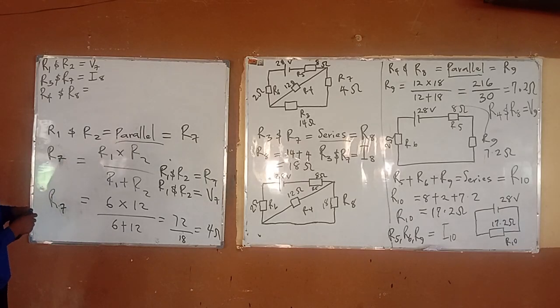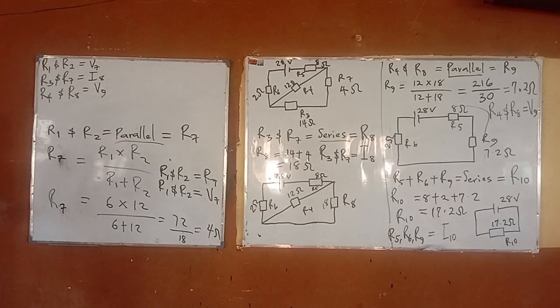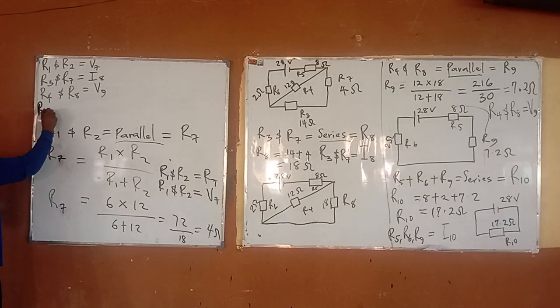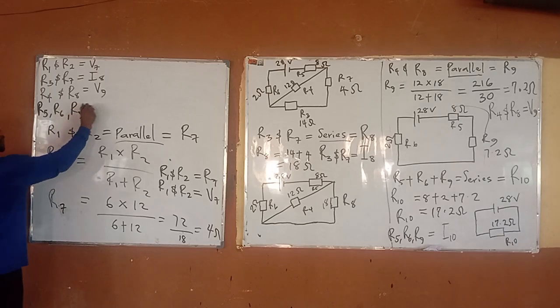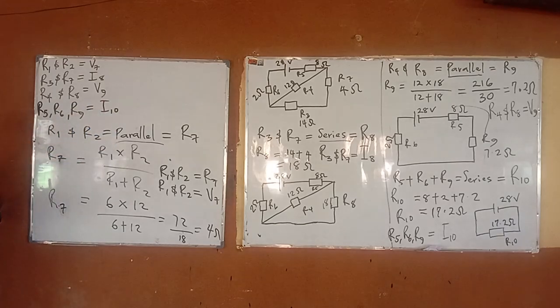R4 and R8 equals V9, voltage 9. R6, R5, R6, R9 equals I10. So now that you've noted this, you now remember the first principle I gave you. You solve from back, that is the highest, backwards. So I will start from this.